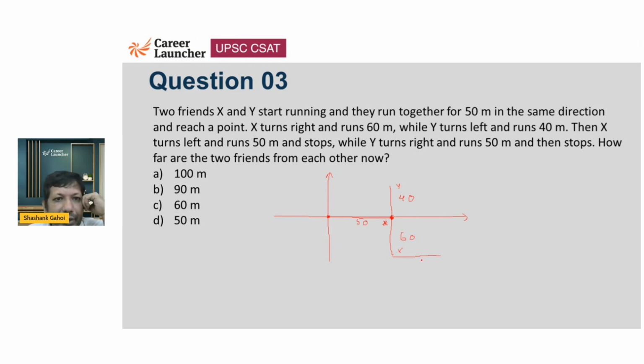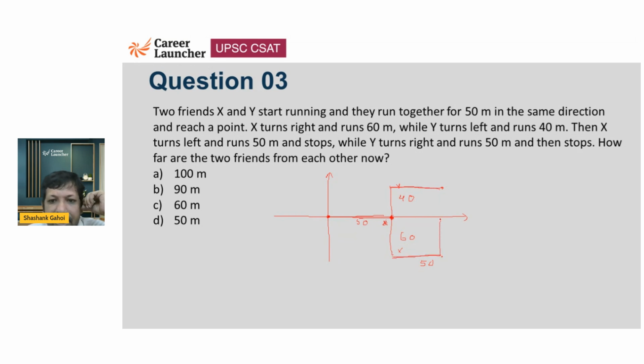And he runs 50. Stops. Y turns right. Y turns right means in this direction, and runs 50 meters means here. How far are the two friends from each other? Okay, so this is 50. This is also 50. This is also 50, right?